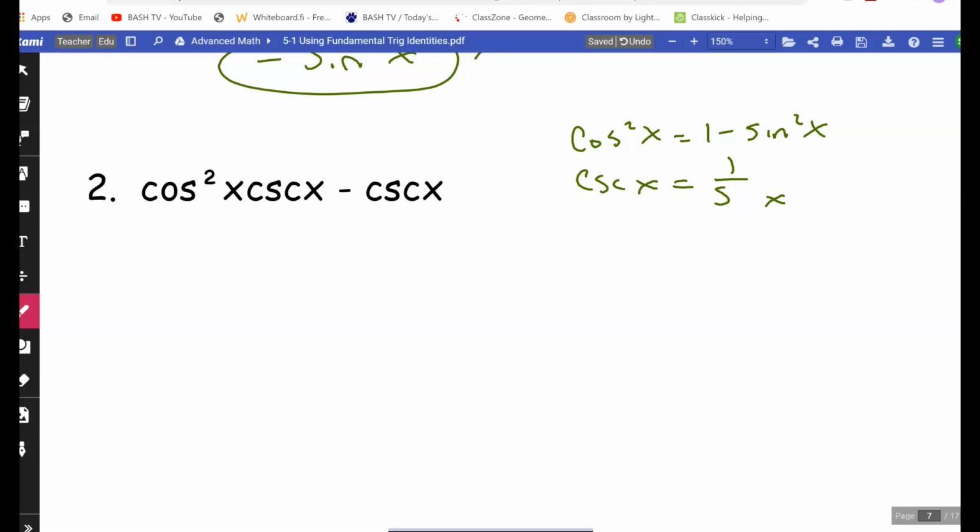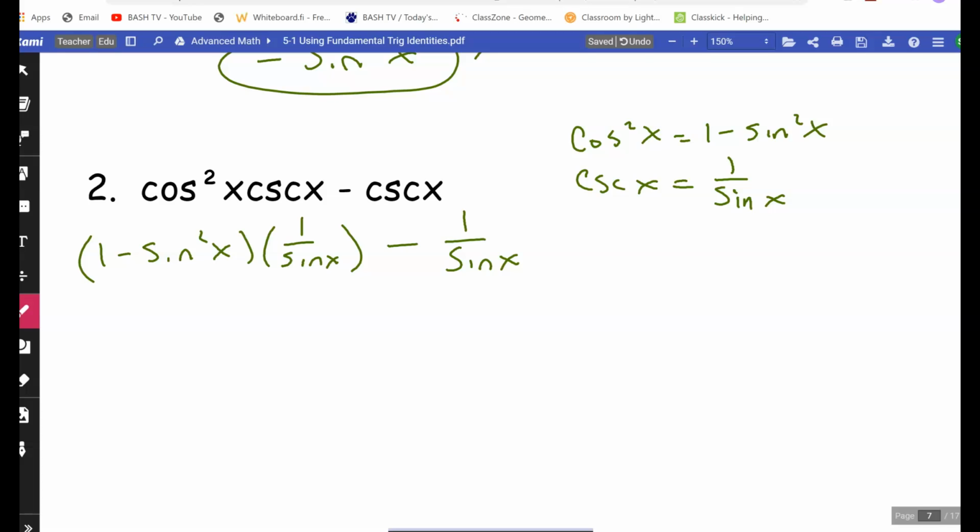Oops, that's 1 over sine. So if I change all of those things, now everything is in terms of sine. The better you get with your identities and understanding them, you'll start to see that right away, that I can turn everything in terms of sine.